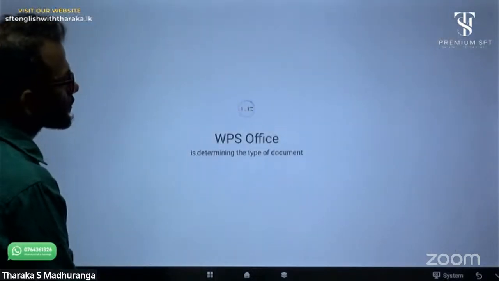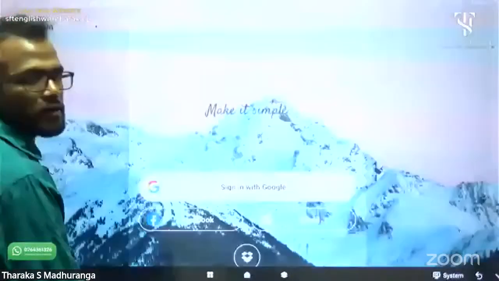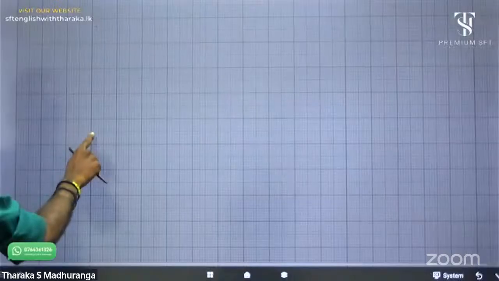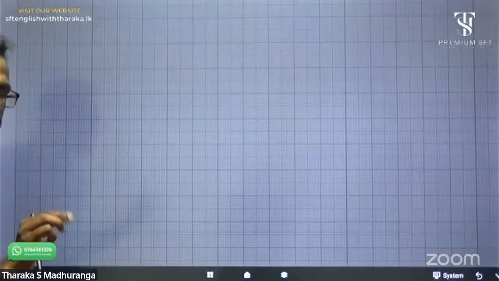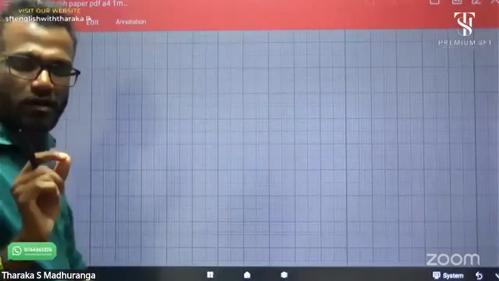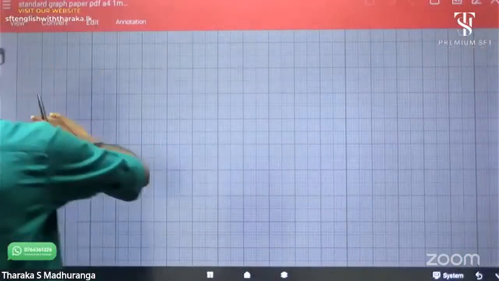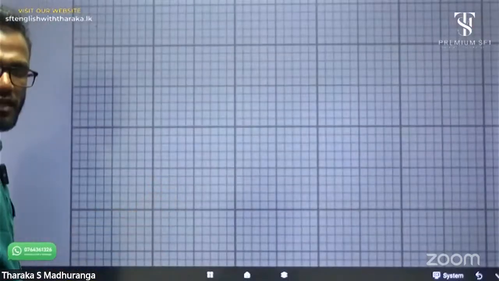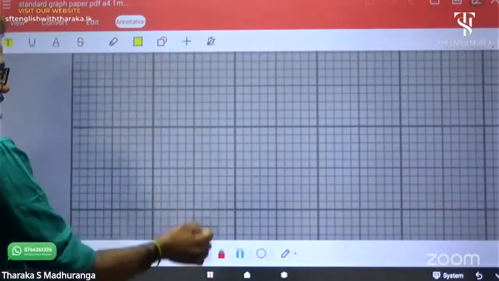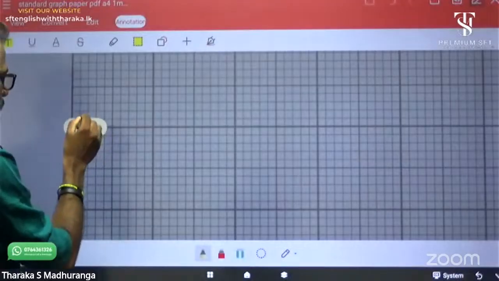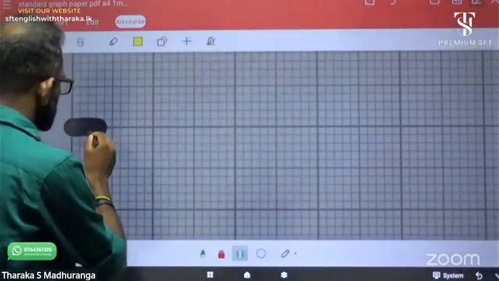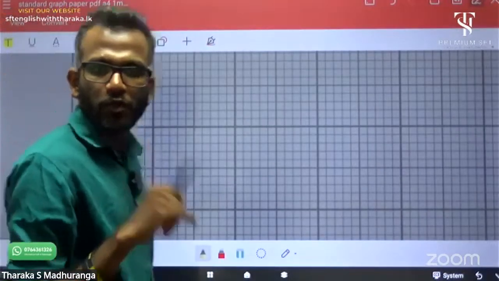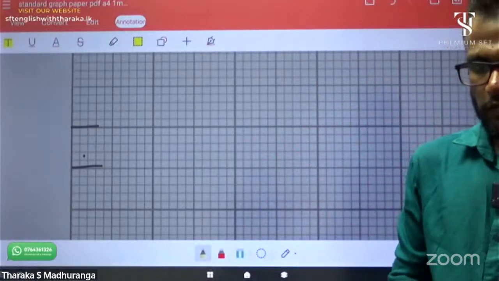This type of graph paper. One box has 5 small boxes. Sometimes 10 boxes, different types. Try to find this type of graph paper. Then it is easy. Between two lines, 1, 2, 3, 4, 5, only 5 small boxes. Only 5 small boxes. Okay.